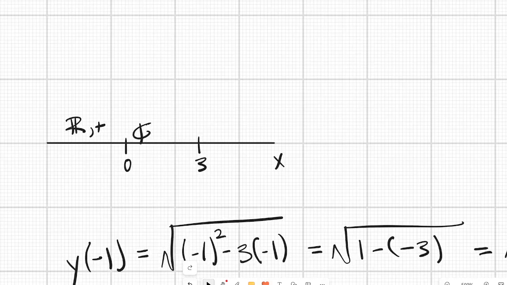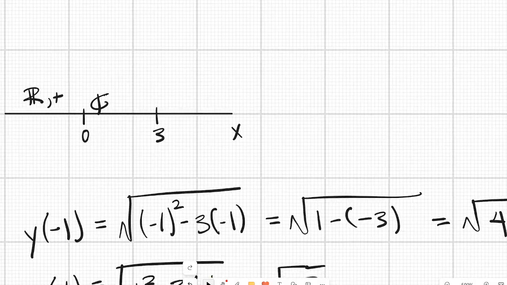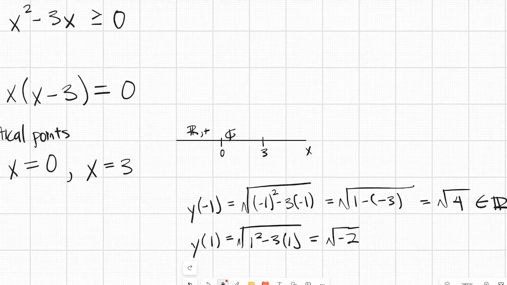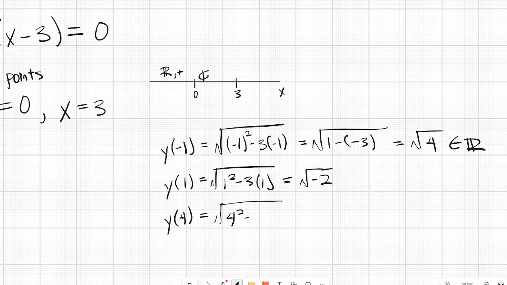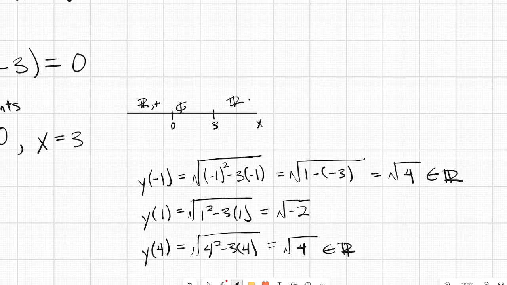Now let's check the right-hand region, right of the critical point x equals 3. Let's just use 4 because it's just one more than 3. Let's keep it simple. We could really choose any number bigger than 3, but I want to keep this simple. We have 4 squared minus 3 times 4. That equals the square root of positive 4, which is in fact a real value. And also, it's positive.